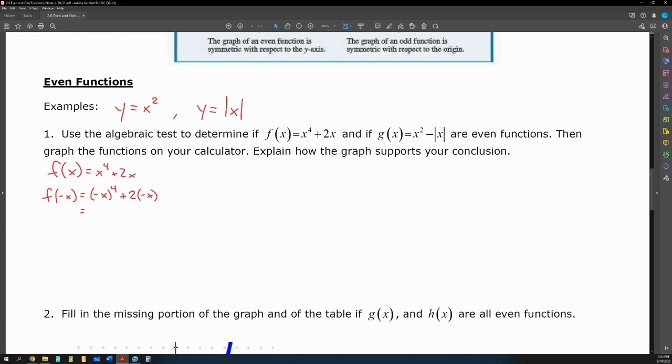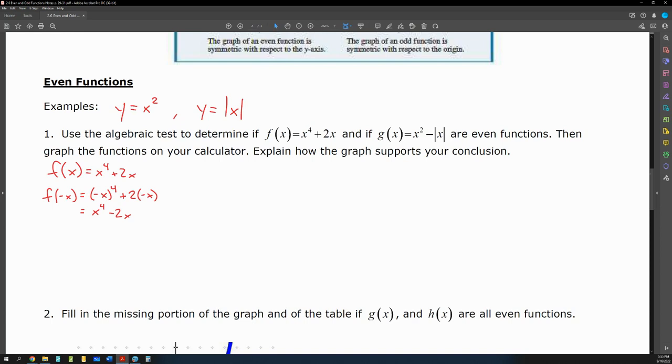Okay, so we have the quantity negative x to the fourth plus 2 times negative x. So we have negative x to the fourth. We're raising to an even power. This is equivalent to just simply x to the fourth. That negative goes away because we're raising to an even power. For 2 times negative x, this is equivalent to negative 2x, or minus 2x.